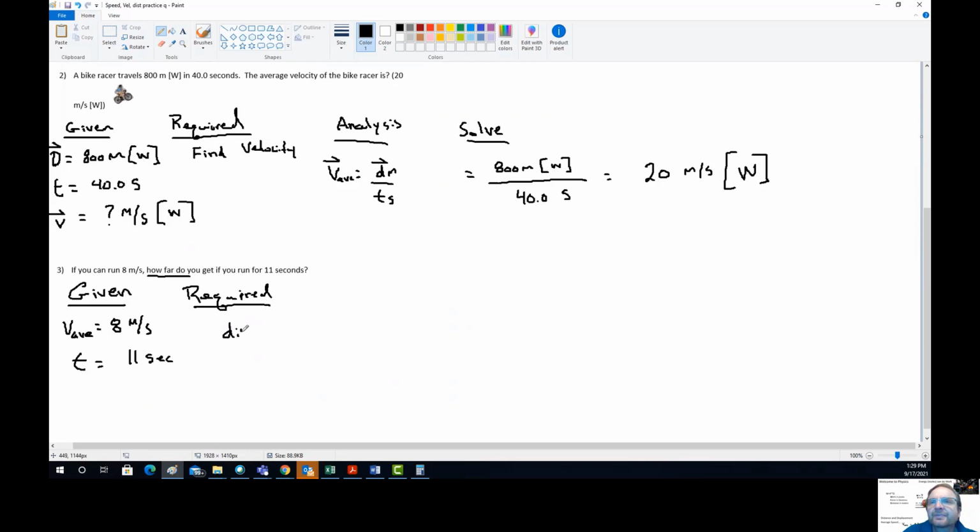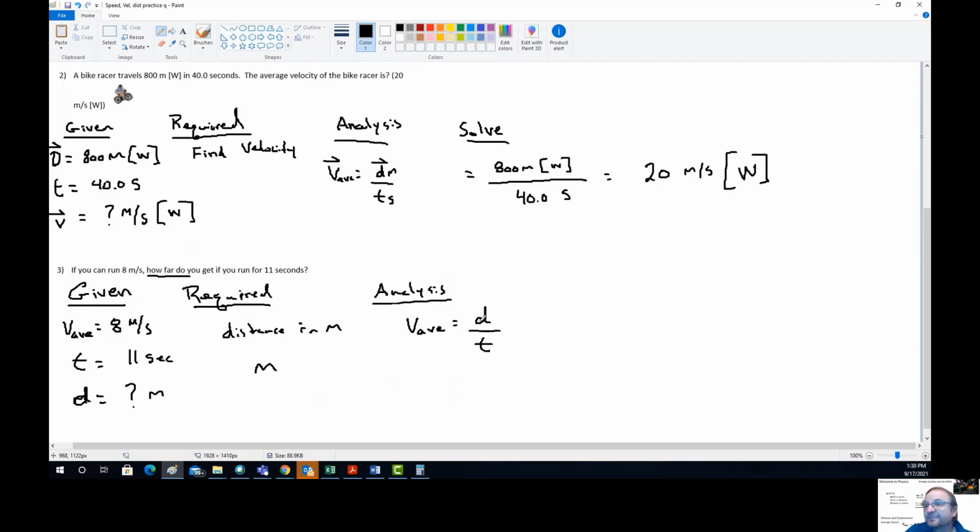So distance, in meters. So d, again, distance, unknown number of meters. Well, let's do some analysis. What formula do we need? We definitely need the V average one. So in other words, speed. And speed is going to be distance over time.